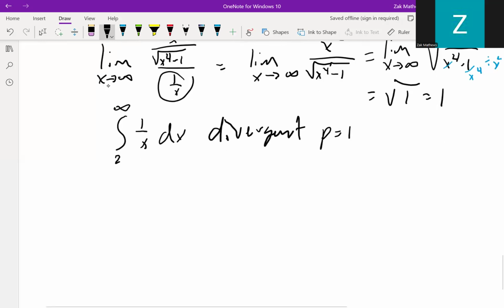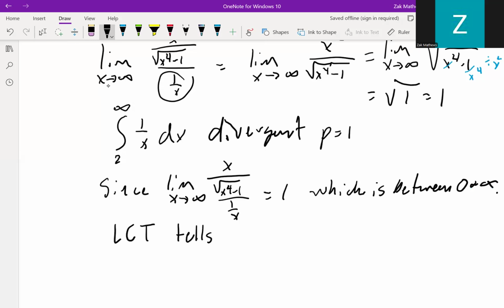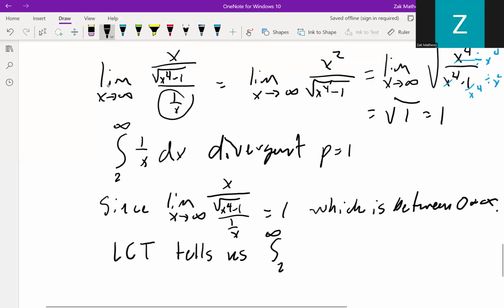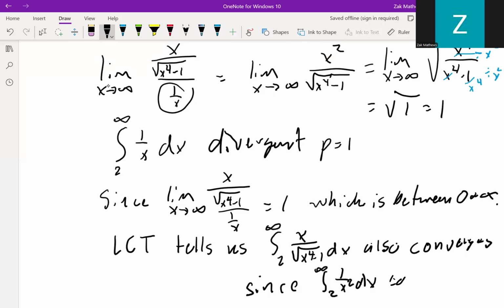And so we can state that since the limit as x goes to infinity of our original function, x over the square root of x to the 4th minus 1, over 1 over x is equal to 1, which is between 0 and infinity, the limit comparison test tells us the integral from 2 to infinity of x over square root of x to the 4th minus 1 dx also converges, since the integral from 2 to infinity of 1 over x squared dx converges.